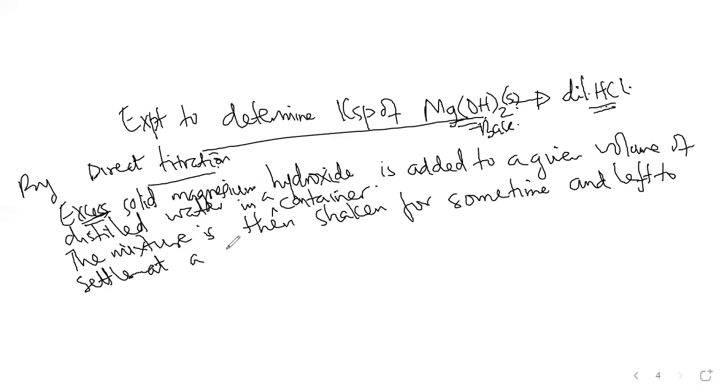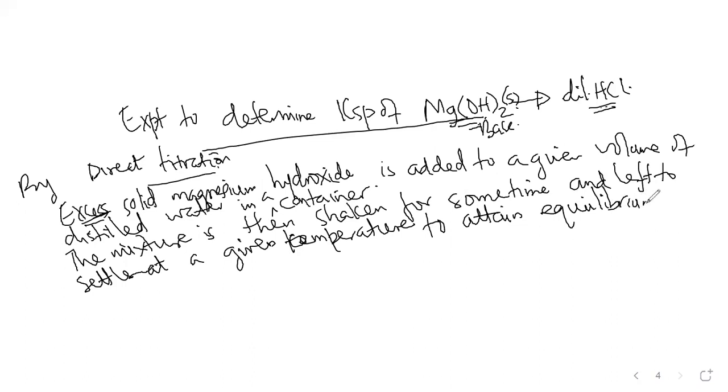At a given temperature. Remember, we said solubility product is only valid when temperature is maintained constant. So we must specify at a given temperature. Why do we leave the mixture to settle after shaking? So that the mixture can attain what we referred to as dynamic equilibrium in our previous lessons. Are we together?